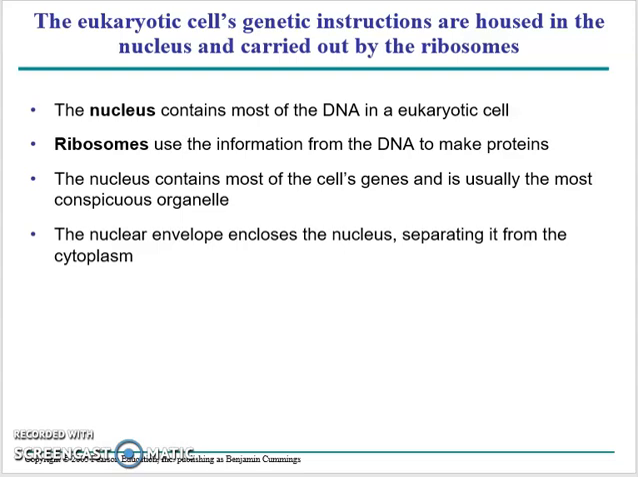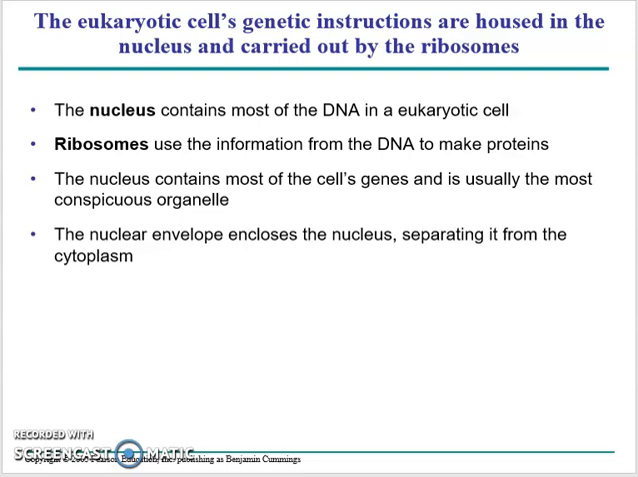So the nucleus in eukaryotic cells contains most of the DNA in a eukaryotic cell. Not 100%. Some of the mitochondria have their own DNA, but most of the DNA makes up what the cell can do. That means whatever proteins it needs to make, those instructions are captured in that DNA molecule. So ribosomes use the information from DNA to make proteins. This is what I had mentioned before, where the gene in a DNA strand makes a specific protein for a cell.